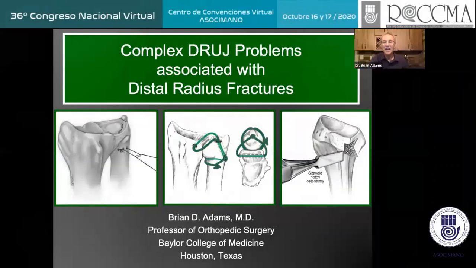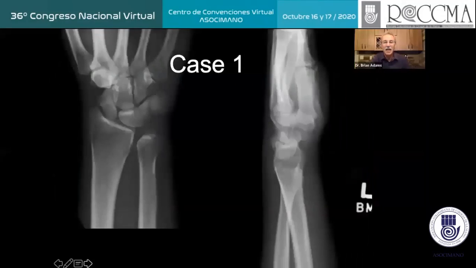My task today would be to complement many of the previous talks about complex problems involving the distal radius. In this case, an area of my particular interest is distal radial ulnar joint problems. I'd like to begin by showing two particular cases that I think represent some various different problems that we commonly see with distal radius fractures.